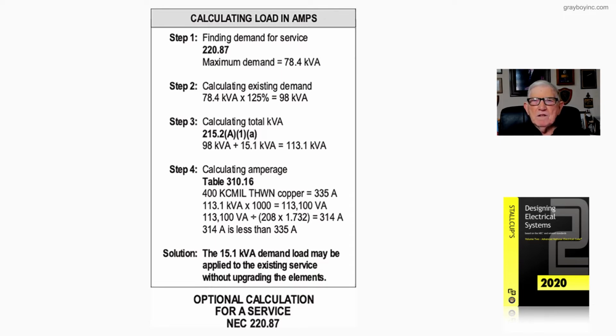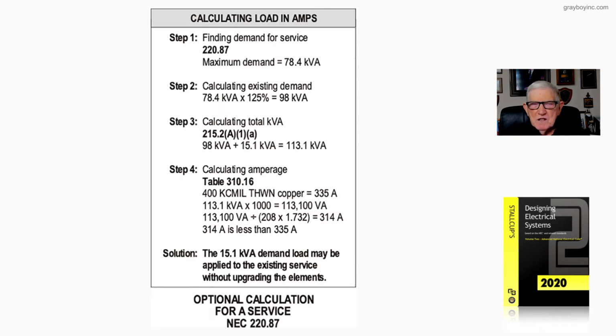In Table 310.16, we have to obtain what the 400 kcmil conductors have, amp-wise, and it's 335 amps. So we're working with that. So 113.1 kVA times 1,000 is 113,100 VA. We take that VA rating and divide it by 208 volts times the square root of 3, and we use 360 here. We come up with 314 amps.